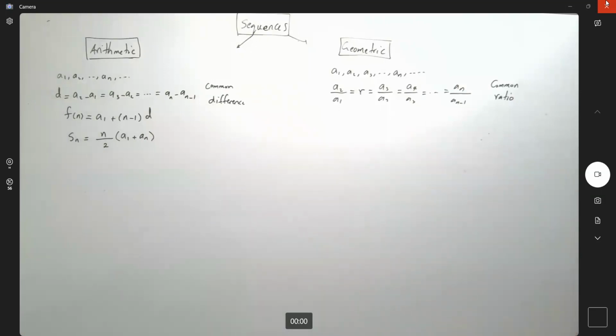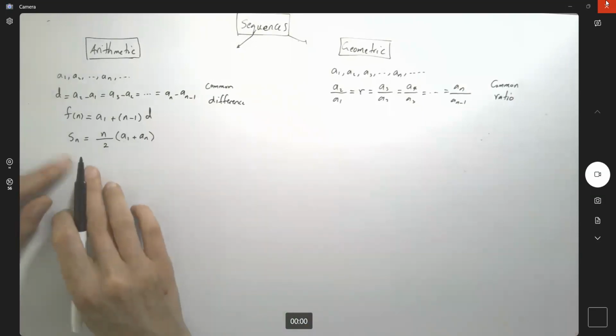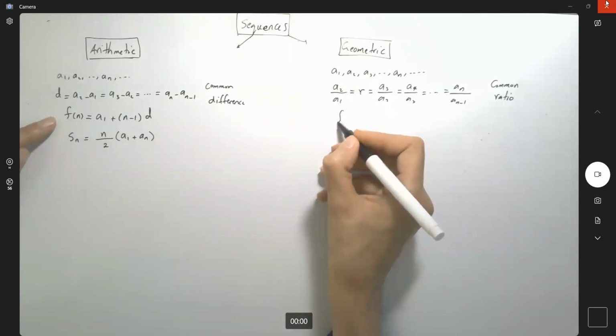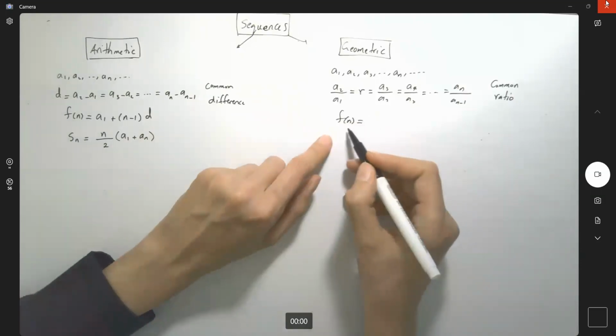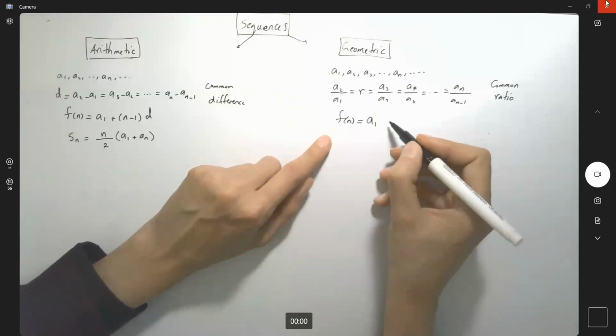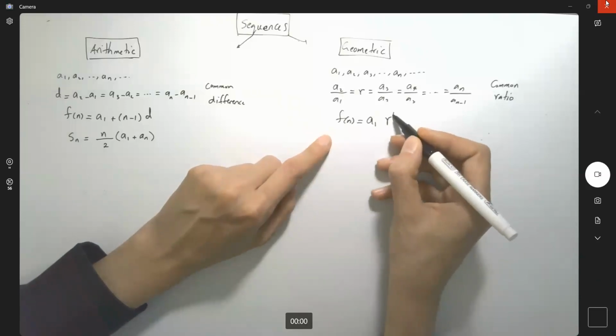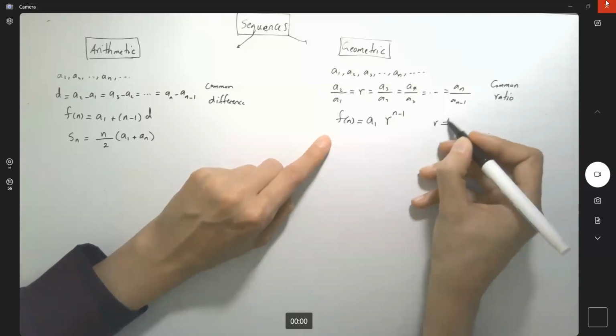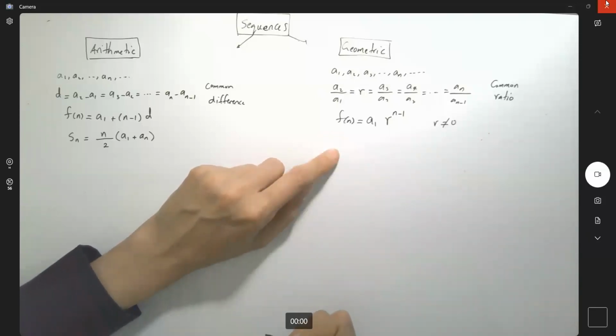Very good. So as we wrote down the general term for arithmetic sequence, let me write down the general term for geometric sequence. F of n is equal to, you're taking the first term of your sequence, multiplied by R to the power n minus 1. And again, remember that R is not 0.